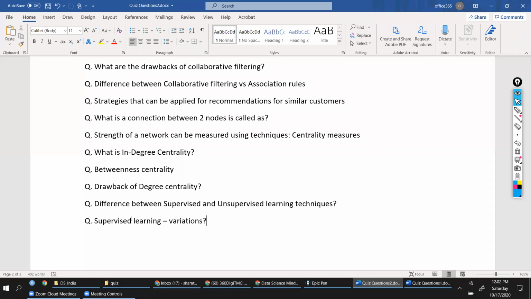Yeah, that's right, Jivan. The variations are regression techniques and classification techniques. Your label data, the output that you're trying to predict, is either numeric data or non-numeric data. For numeric data, you apply regression methods. For non-numeric data, you apply classification techniques.